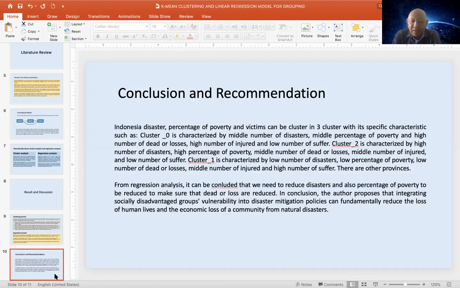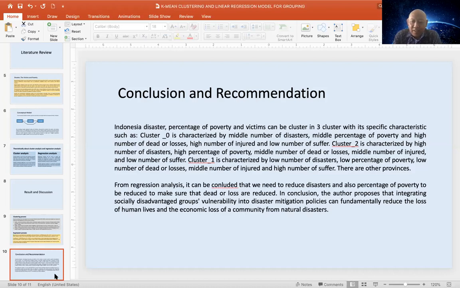There are many provinces. From regression analysis, it can be concluded that we need to reduce disasters and also the percentage of poverty to make sure that death or loss are reduced.